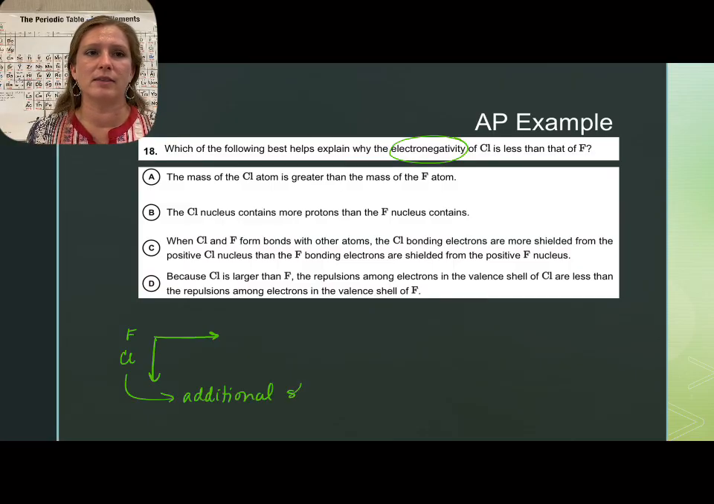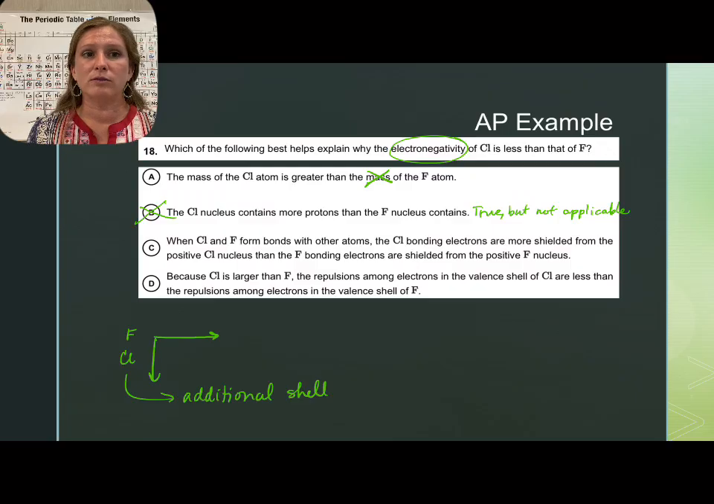We've got the mass. We're not concerned with mass. Mass doesn't have anything to do with charge or distance. The chlorine nucleus contains more protons. That is true. But protons are more attractive, and so if it was just about the protons, then we would expect the chlorine electronegativity to be greater, but it's not. So this B is wrong as well.